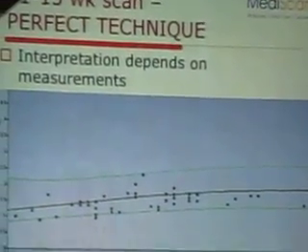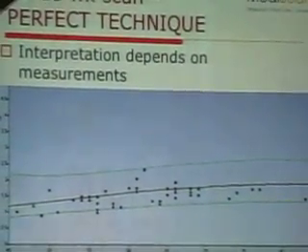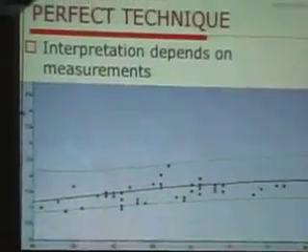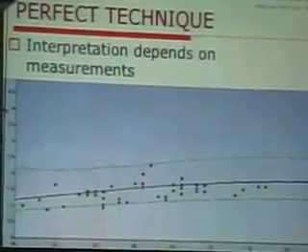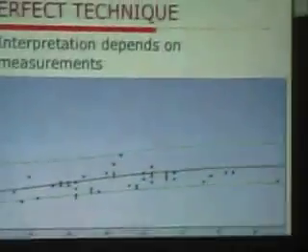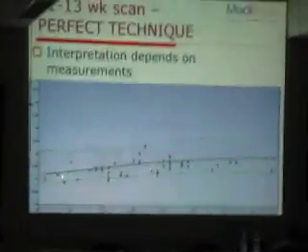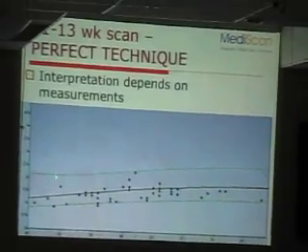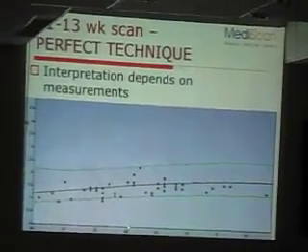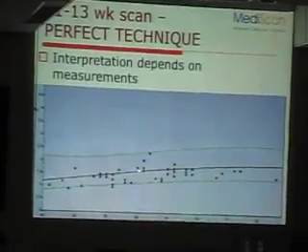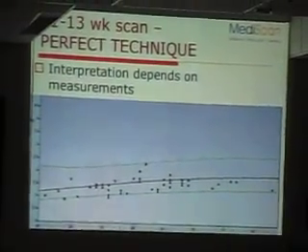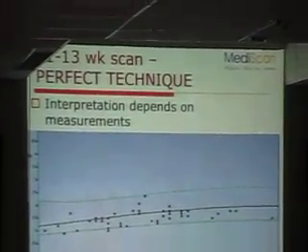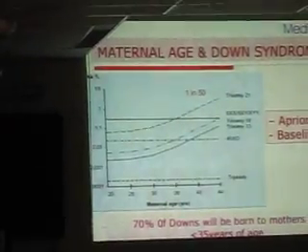So the second thing is, we find that your interpretation of your nuchal translucency depends on the CRL measurement. Because for every CRL, there is a nuchal translucency measurement which is the norm: the 5th centile, 50th centile and 95th centile. So for a CRL of 5 centimeters, an NT of 1.5 will be the 50th centile. So if your CRL is wrong, then your NT interpretation becomes wrong. That's why the CRL should be perfect.